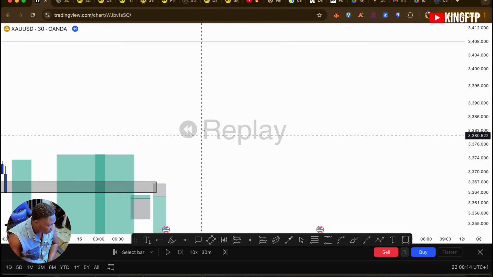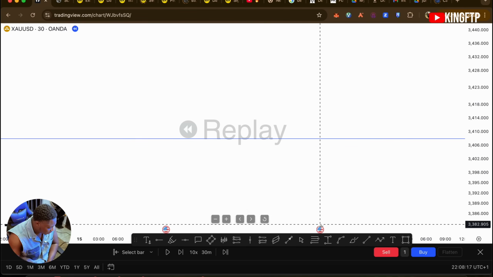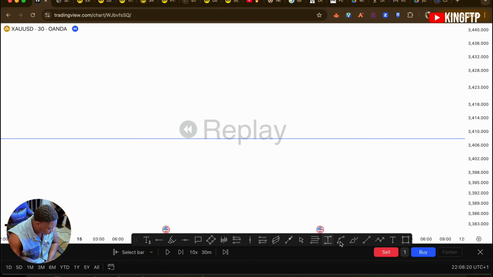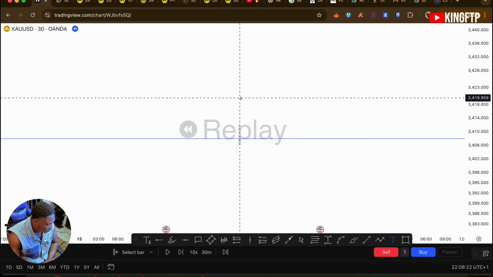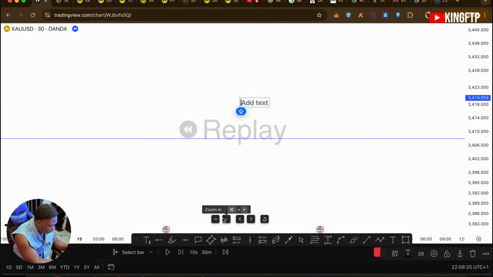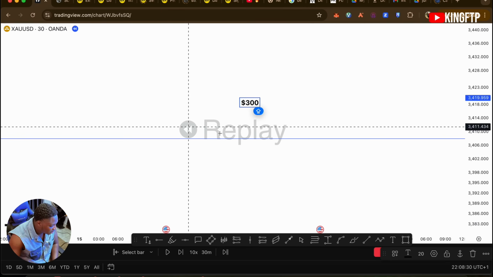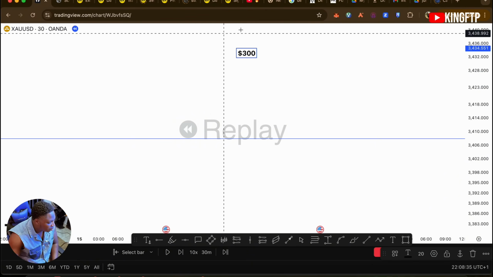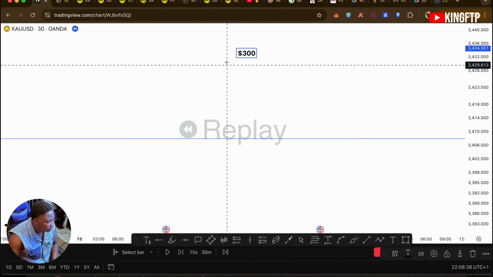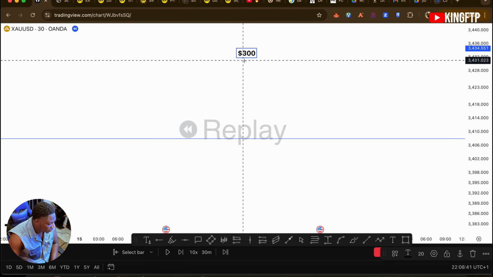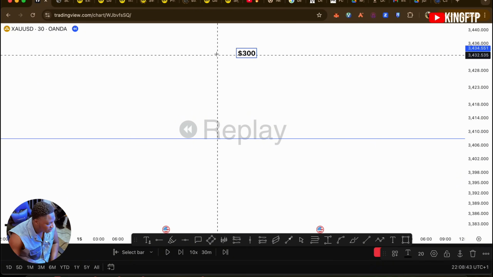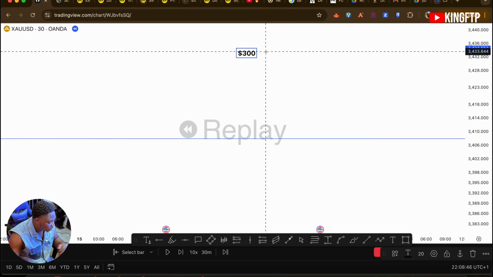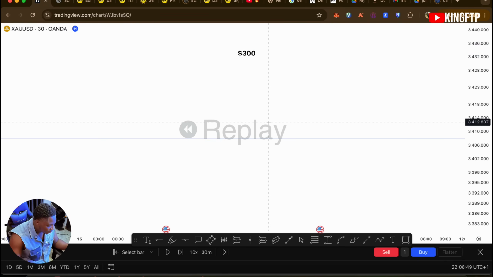Now, first of all, we're going to write some stuff. $300. Now you need to understand that whenever you want to trade a small account, the small account is all you have at that time. So you need to be able to split your risk. So what I did, the first step was to split my risk from this $300 into two places, which was $150 each.